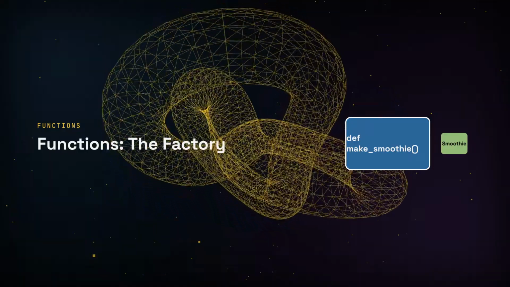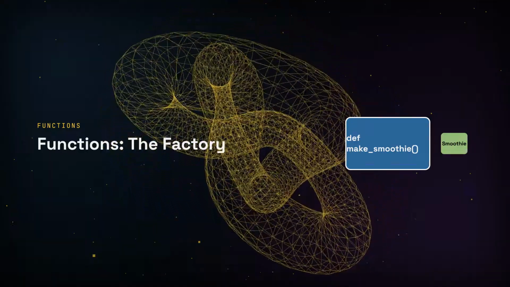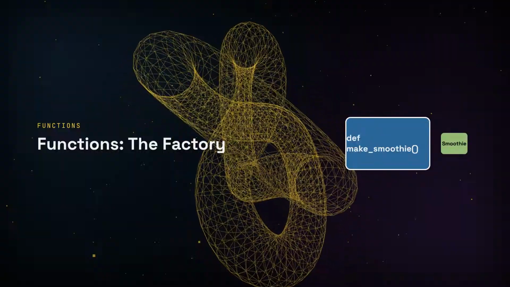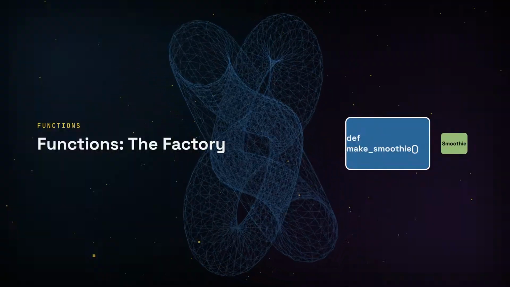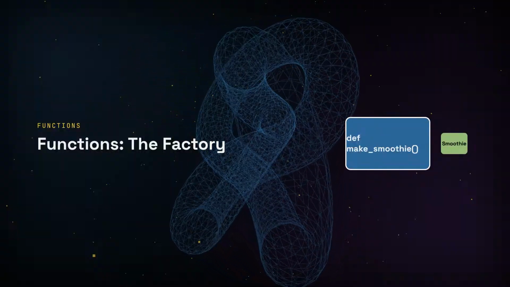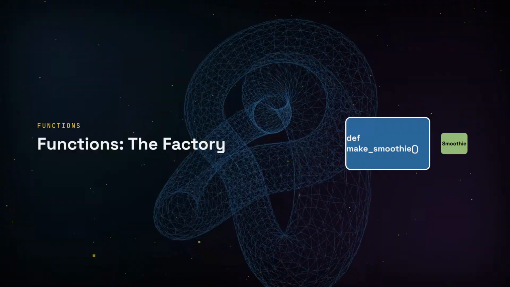As our programs grow in size, writing all of our code in one long, continuous script becomes extremely messy and impossible to manage. To solve this, we use functions. A function is a reusable block of organized, self-contained code that performs a single, specific task.